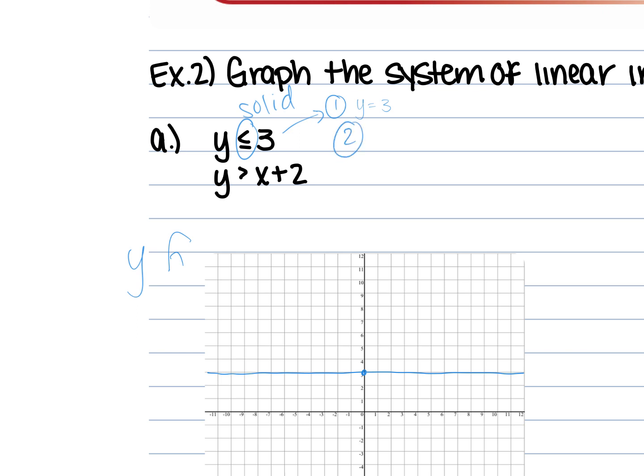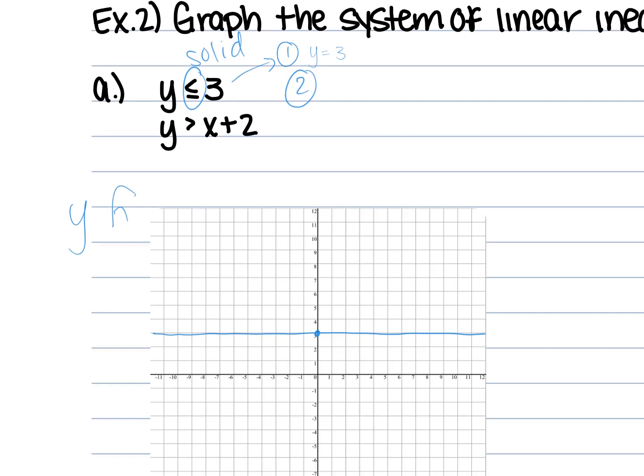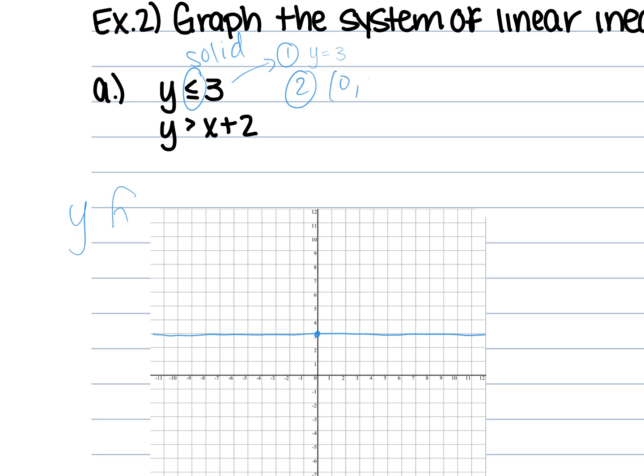Second step. Colin, what was step number 2? AJ? Pick a point. What point do you want to use, AJ? I would love to use 0, 0. You're speaking my language, okay? So pick 0, 0, plug it in to the inequality, not the equation. Are we clear on that? Which one is the inequality? The first one, okay?